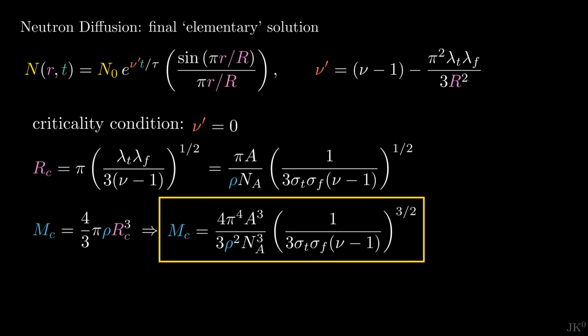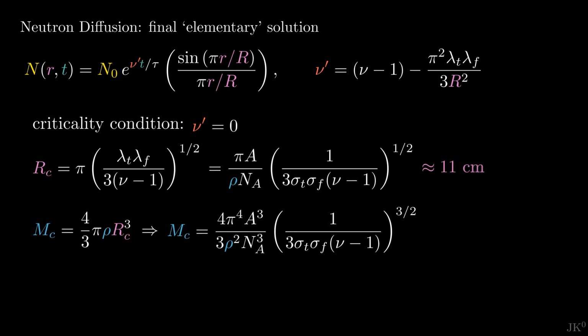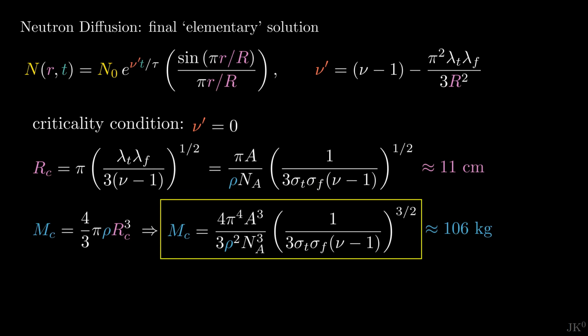If we leave implosion aside for a moment and we only focus on normal conditions, and if you plug all the numbers you can find that the critical radius for uranium-235 is 11 centimeters, and that leads to a critical mass of 106 kilograms. But again, I cannot stress enough the importance of this expression. We have a mathematical formula for the critical mass in terms of a bunch of constants that depend on the material and its density.